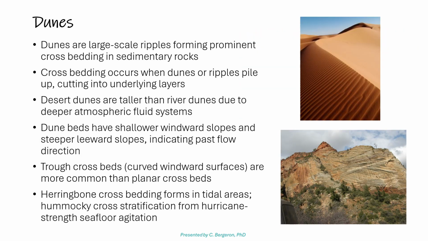Now, you can think of dunes as much larger versions of ripples. They have textbook examples of cross bedding. Cross bedding happens when ripples or dunes pile on top of each other and they basically interrupt or cut into the underlying layers. So you'll get an accumulation and then an erosional surface, and then an accumulation and then erosion. You basically see a sequence of accumulation and erosion and then new accumulation.